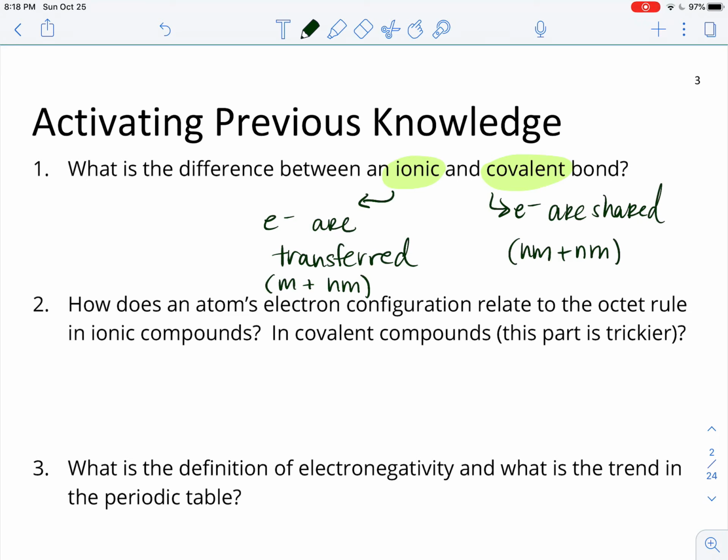And what's the trend in the periodic table? So just remember that electronegativity increases as you move across a period, and it increases as you move up on the table. However, we exclude the noble gases because they don't have electronegativities. They don't want electrons at all. They're already really stable, and they don't need them. So the halogens, fluorine is the most electronegative element on the table.